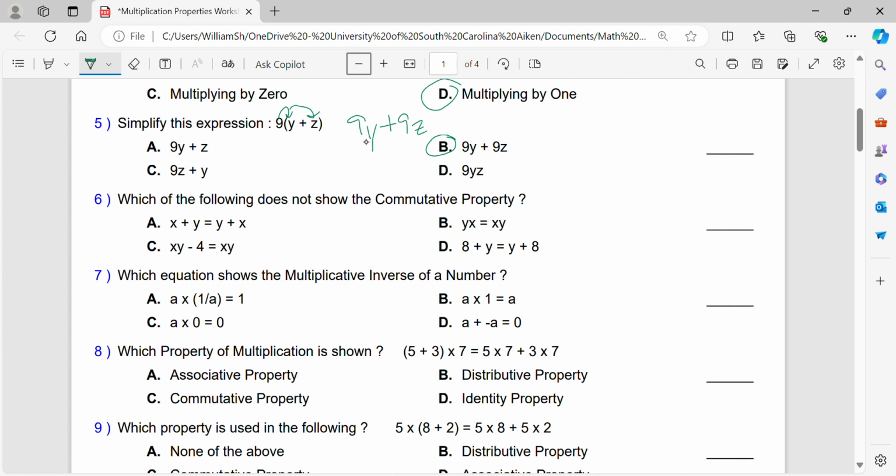If you look at answer choice C, it forgot to distribute the 9 to the y. And if you look at answer choice D, I don't know what happened there. It got rid of the plus, none of which are right. That is why answer B is the correct one.